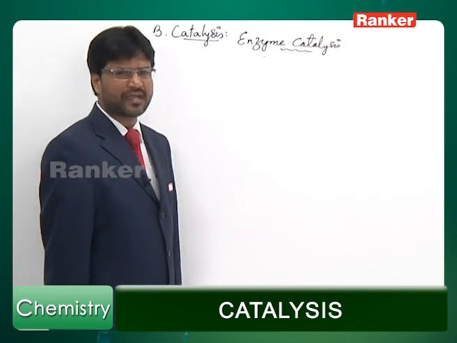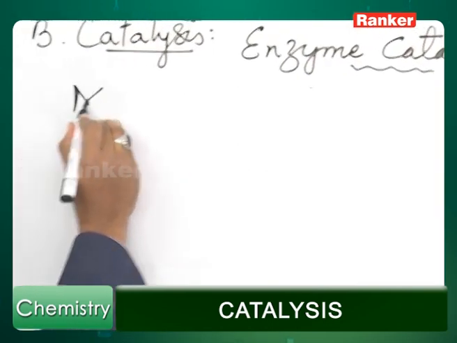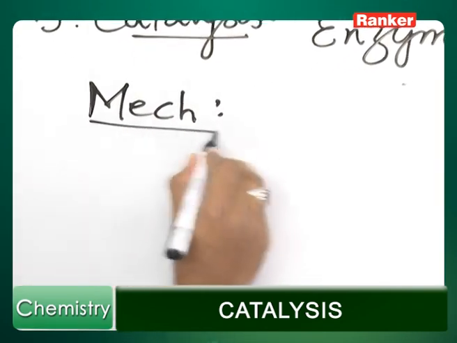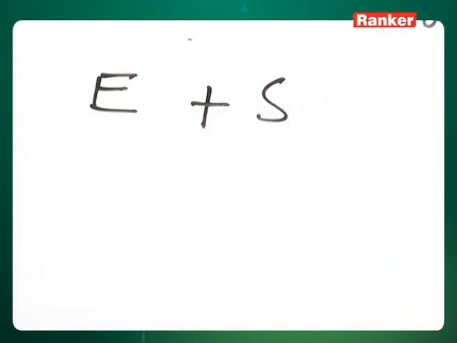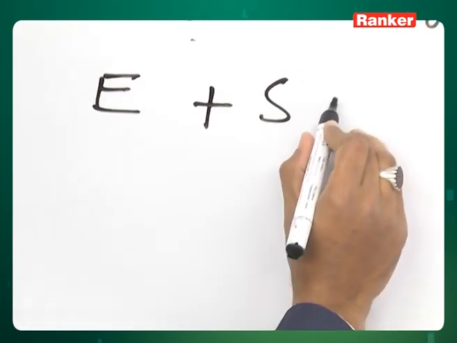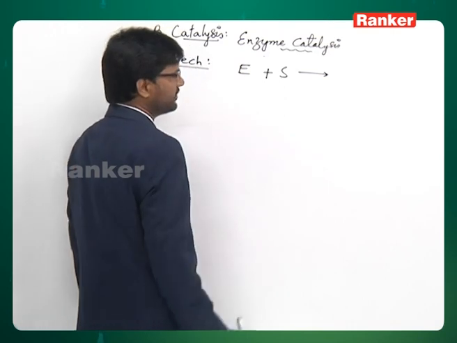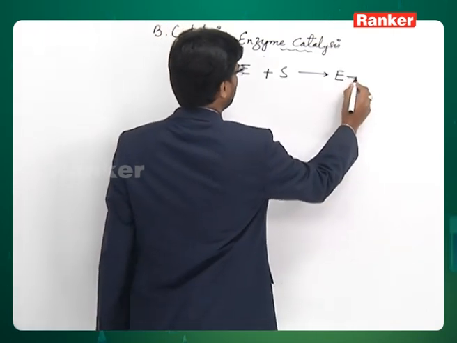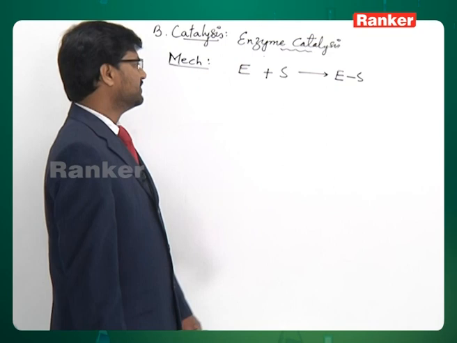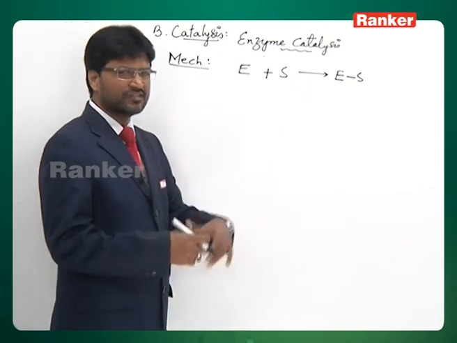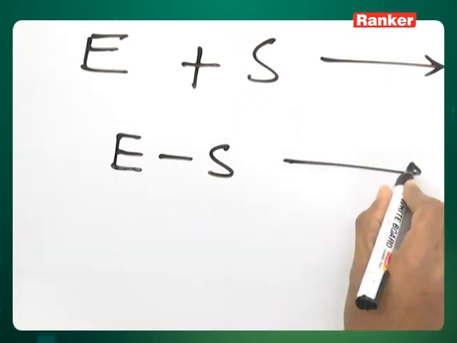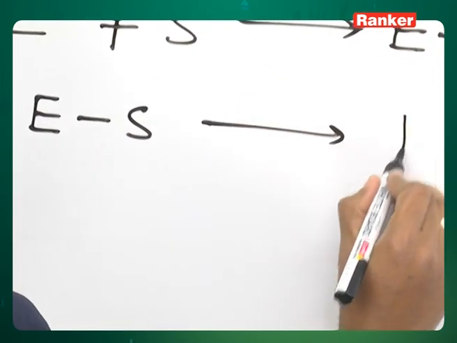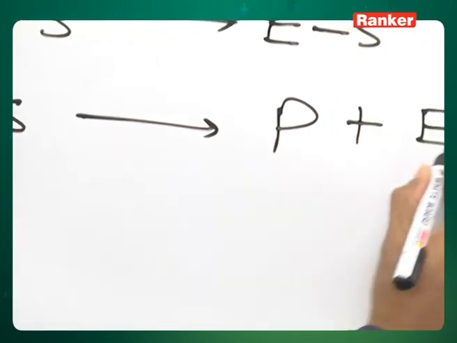Let us now deal with mechanism of enzyme action. Imagine E stands for enzyme, and this is the substrate molecule. The first thing which happens is enzyme coordinates with substrate, you get an enzyme substrate complex. In this way, it can loosen the bonds present in the substrate. Then the enzyme substrate complex decomposes in the next step to give product, and enzyme is regenerated.